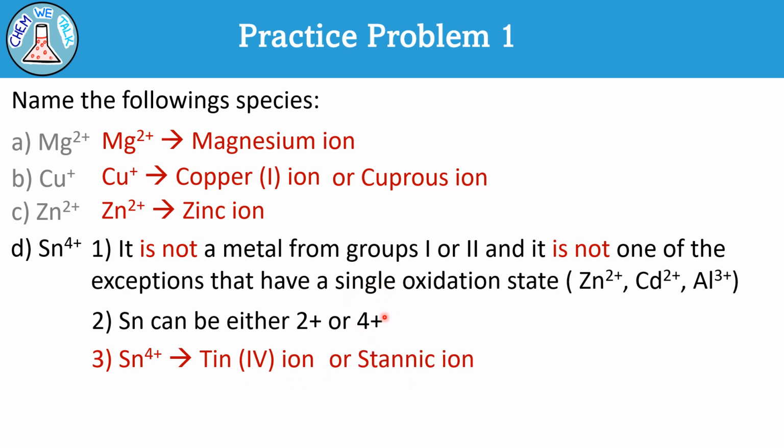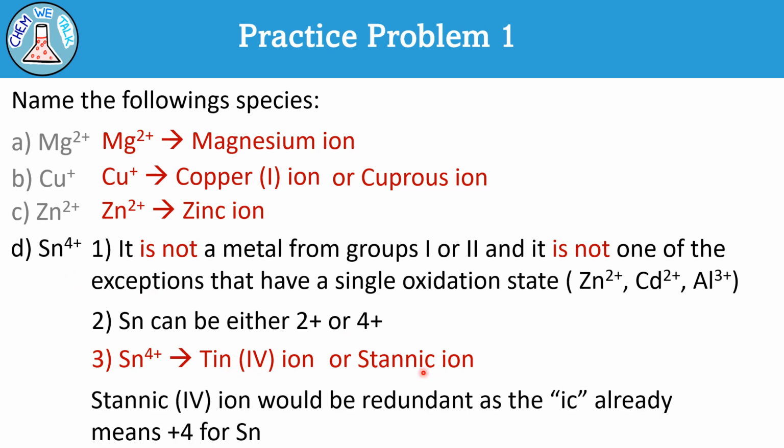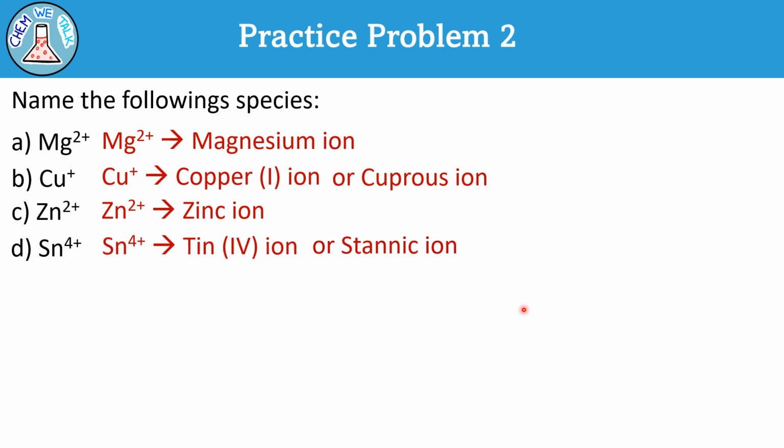Remember, the 4 plus is the highest, so we need to use the suffix ic, and stannic comes from Latin. That's why the element's symbol is Sn, not Ti, for example. And I just want to point out that saying stannic(IV) ion would also be redundant, because the ic already tells you that the charge is 4 plus, so you should not use stannic 4 ion. Okay. All right, so that's the answer for those problems.